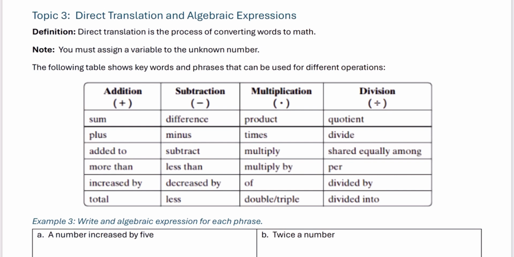Some of these may look familiar. We've seen these words and phrases in a previous video. Looking for keywords like sum and plus indicate addition. Difference, minus, subtract indicate subtraction. Product, times, multiplication indicate multiplication. Quotient, divide, shared equally among, those phrases indicate division. It takes practice to know which words mean which operation.